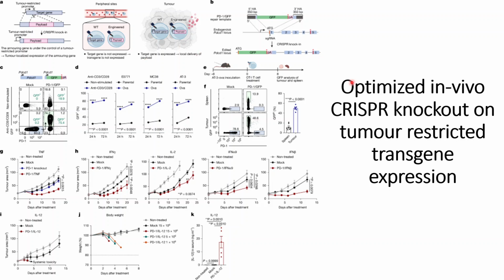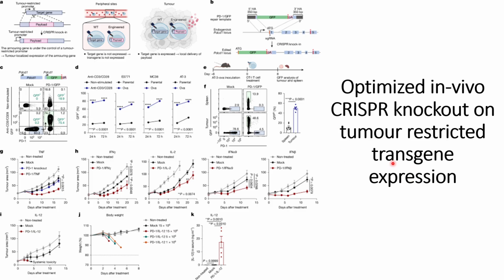In this video, we will discuss a paper about in vivo CRISPR knockout optimization on tumor restricted transgene expression. So what does this mean? This means that they want to optimize the in vivo CRISPR knockout system in a way that it will be expressed in the tumor restricted region. So how did they do that?